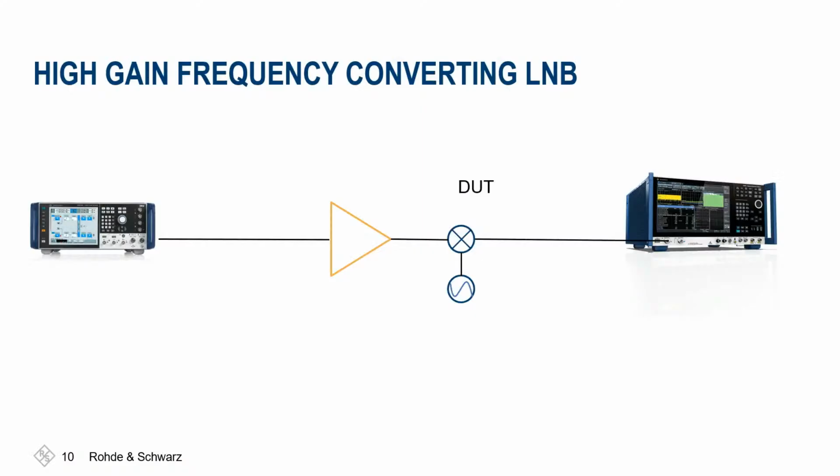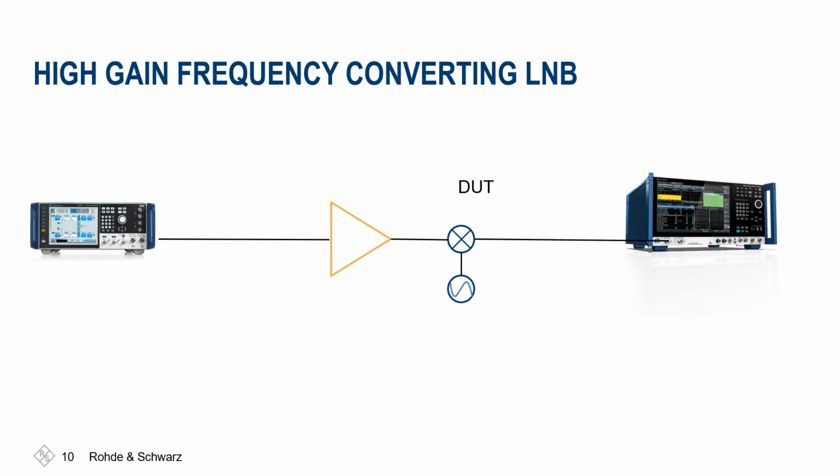Now let's go to the second demo. In this demo, we will be showing a measurement on a high gain frequency converting LNB. The block diagram looks very similar to our first example on the high power PA. So we again have some amplifying block in there.